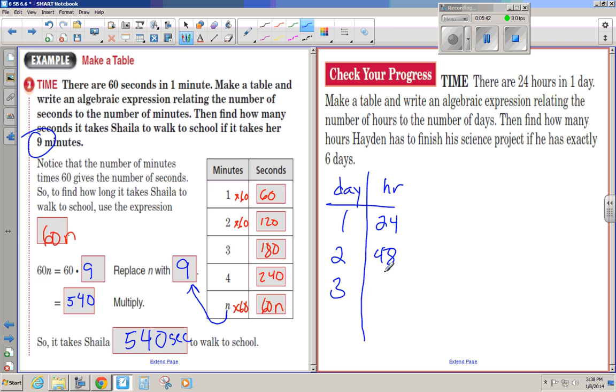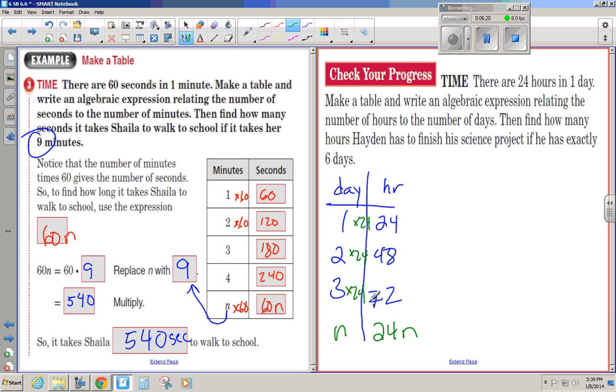Day number 3, 72. So we're looking at the pattern. We're multiplying each day by 24 hours in that day. Which means on the nth day, you take 24 and you multiply it by its position. So we now know for every n days, it's 24n.